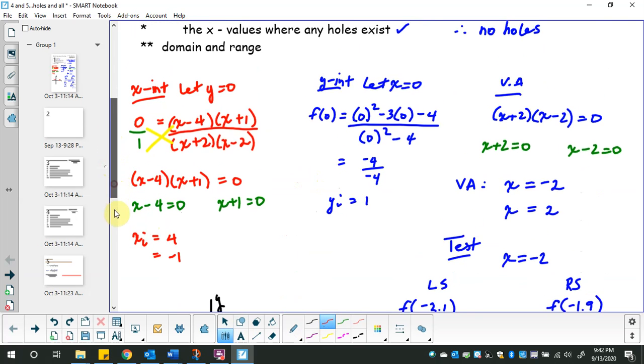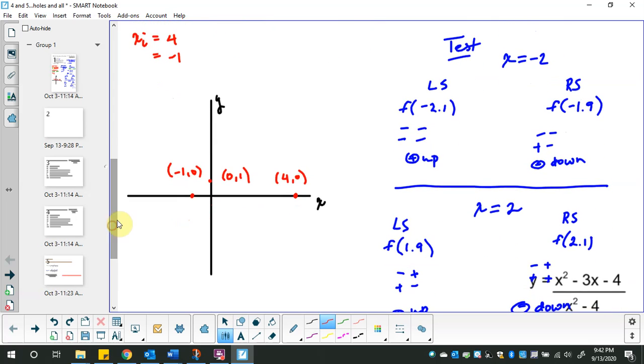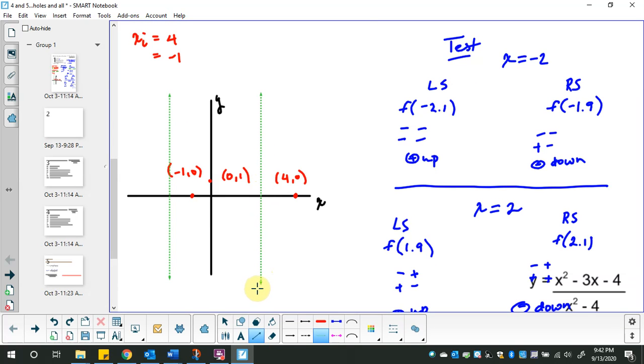Y-intercept is 1, labeled. Vertical asymptote, one of them at x equals -2, and one of them at x equals +2. Labeled.